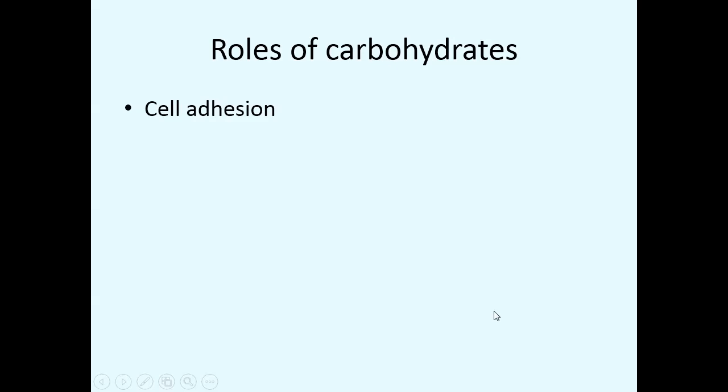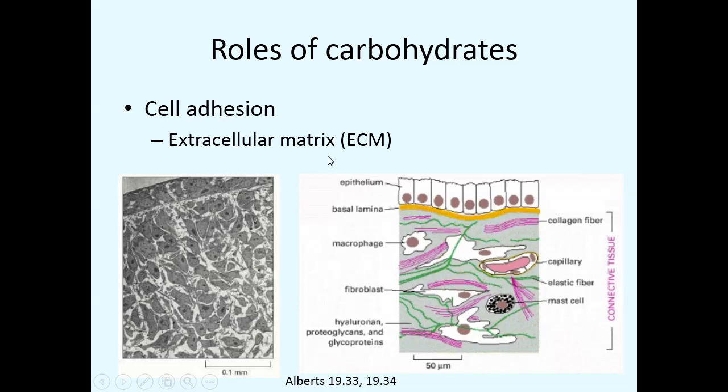Carbohydrates are also important for cell adhesion. Cells are attached to the extracellular matrix, which is a complex made up of several different types of proteins and carbohydrates. Specific types of carbohydrates are present on the cell surface and they attach cells to each other.